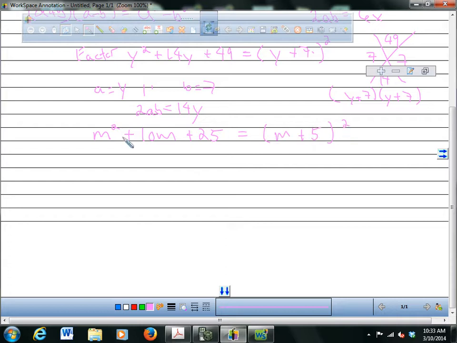Good, Renata. Because the square root of m is, so a equals m, right? B equals 5. And 2 times 5 times m is equal to 10m. So this takes this form, so this is just m plus 5 squared. Okay, it's just kind of a shortcut.